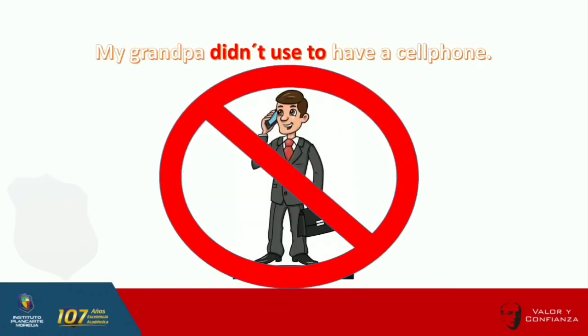Now, my grandpa didn't used to have a cell phone. Yeah, probably also because the cell phones didn't exist. So they weren't part of the everyday life of people. So, for example, my grandpa, he didn't used to have a cell phone. Check how I'm using my auxiliary didn't, and use is in present.